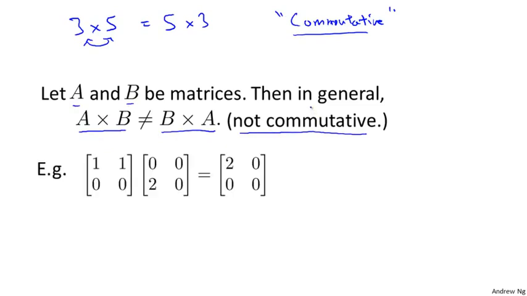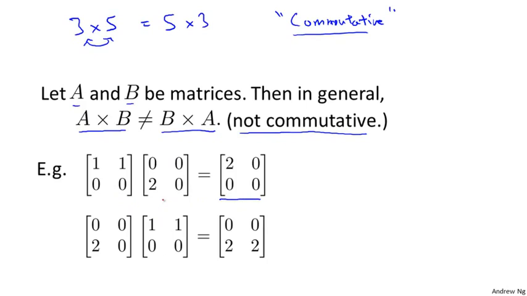As a concrete example, here are two matrices: the matrix [1 1; 0 0] times [0 0; 2 0]. And if you multiply these two matrices, you get this result on the right. Now let's swap around the order of these two matrices, so I've taken these two matrices and just reversed them. If you multiply these two matrices, you get this second answer on the right. And clearly, these two results are not equal to each other.